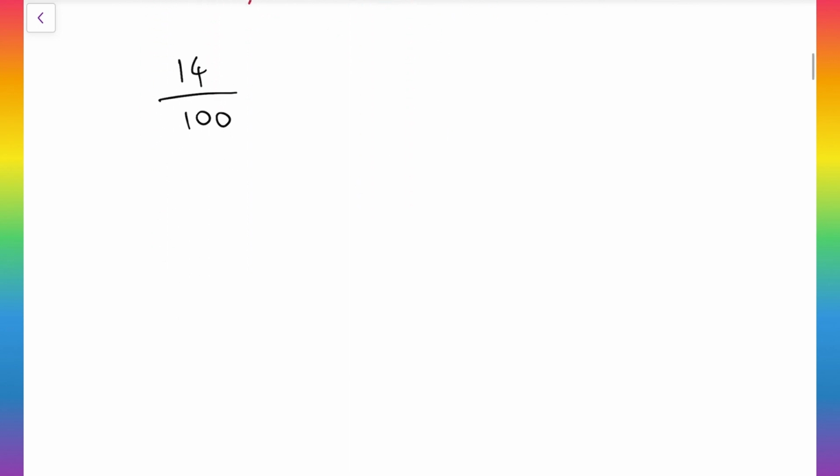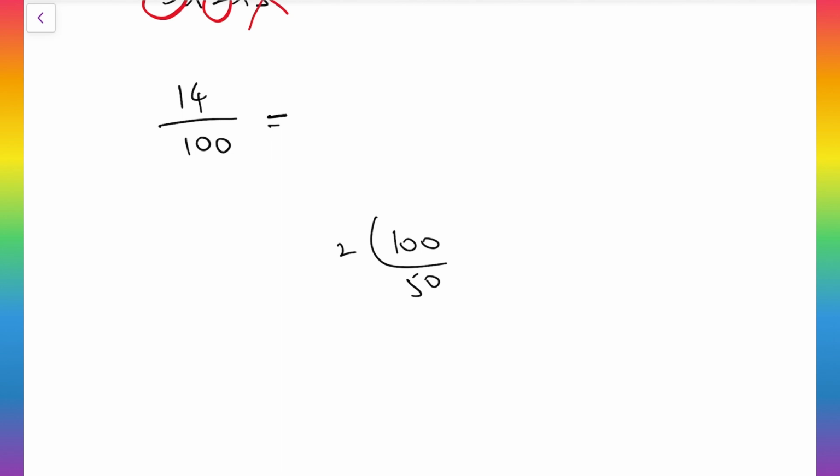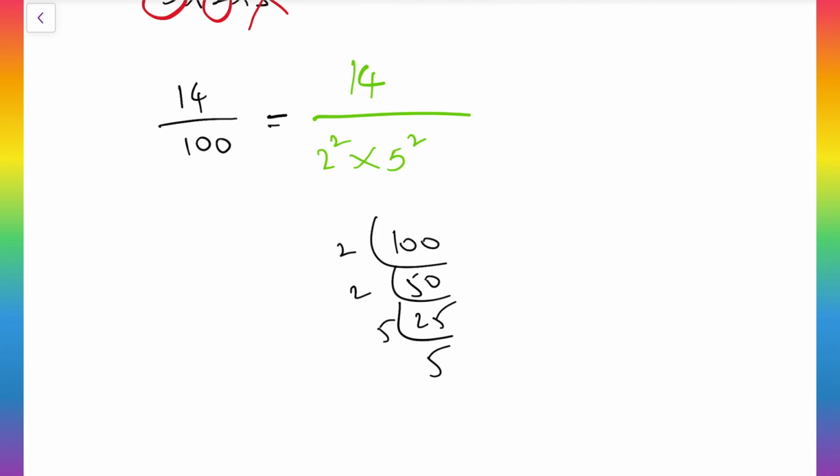Next, coming to this last one, 14 by 100. Obviously, if 10, 100, 1000, 10,000, these kinds of zero numbers are there in the denominator, it is very easy to write the decimal. But how to do this exactly then? 100, do prime factorization for that. 2 times 50, 2 times 25, 5 times 5. So 2 power 2 into 5 power 2, right? So 14 divided by 2 square into 5 square. Now if we observe the bases of the denominator, here base is 2, here base is 5. So the denominator is only having 2 and 5, no other unnecessary numbers. So it is a terminating type of decimal.